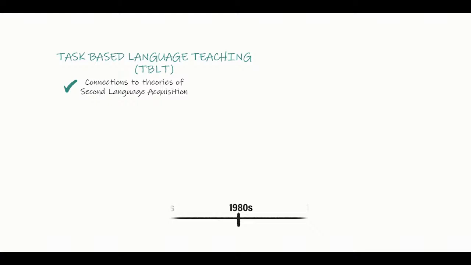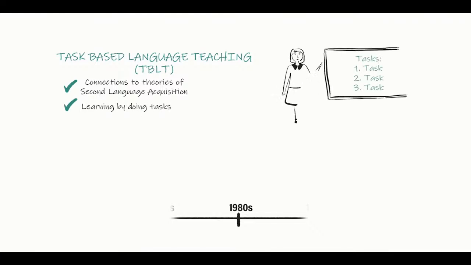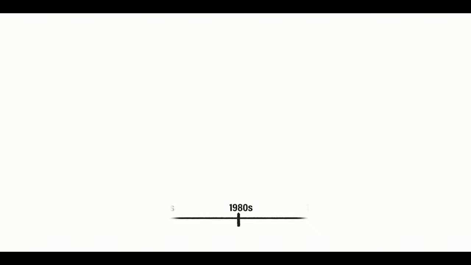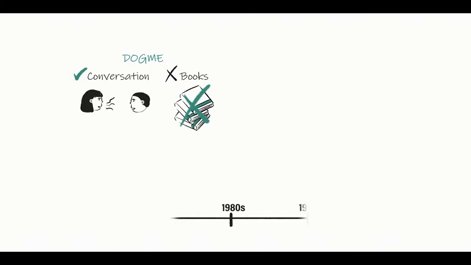TBLT is based on the idea that students can learn language by doing tasks. Students are assessed in terms of whether they manage to complete the task rather than the language they use to do so. Finally, more recently other innovative methods have arisen, such as Dogme, which encourages teaching without textbooks and focusing on the language that emerges from conversation.